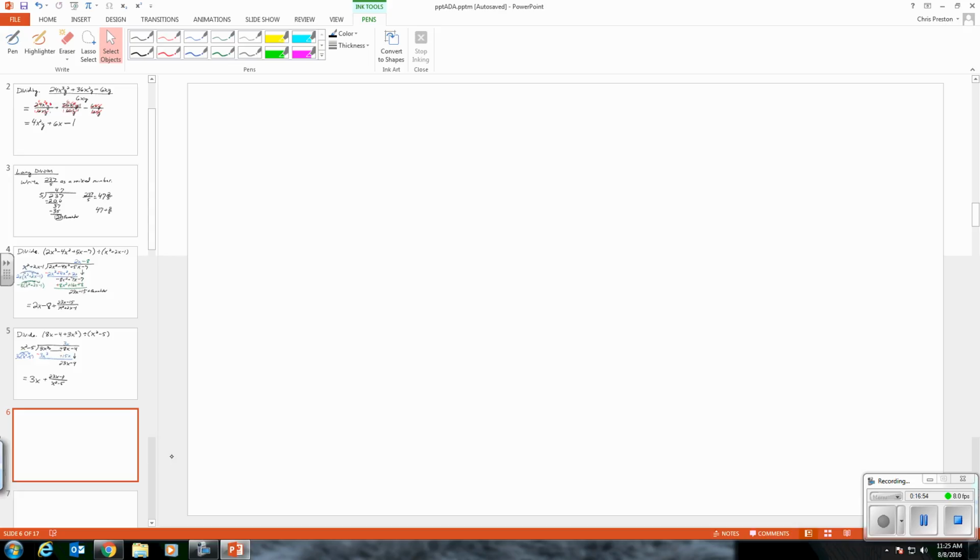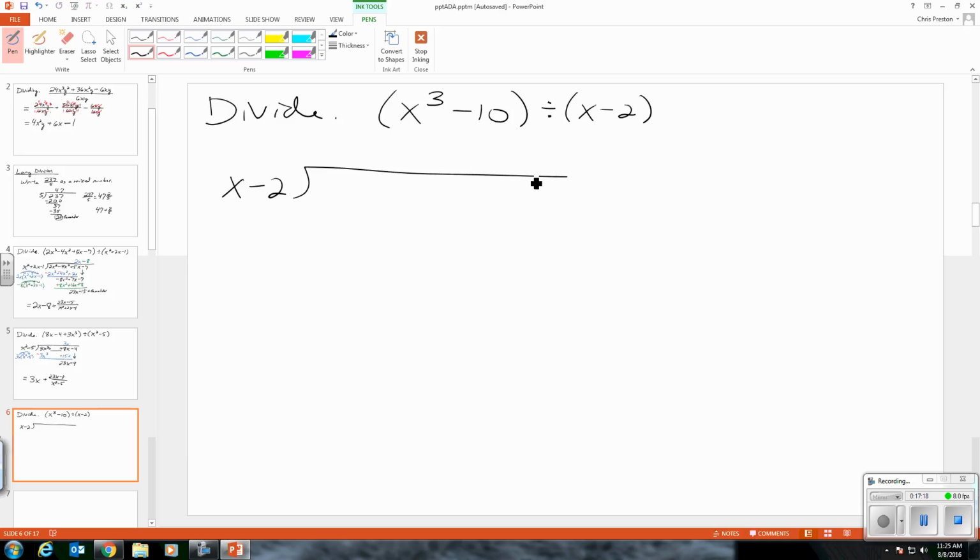Let me do one more here. Let's say we wanted to do x cubed minus 10 divided by x minus 2. Okay, so x minus 2 is my divisor. X cubed, I don't have an x squared term, I don't have an x term. Minus 10, there's my constant term.